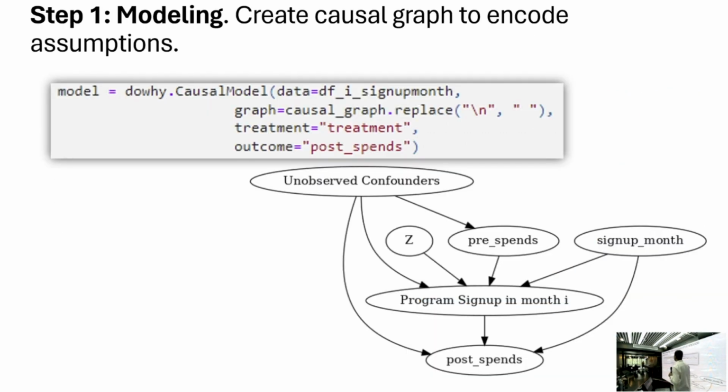So step one would be modeling. Of course, we want to create a causal graph. And we are familiar with this graph already. In the first session, I was talking about how you might think about program sign-up, right? But what you do in the code is that you just define a causal model, which tells DoWhy what data it needs, the graph that you have created, and then what's the treatment, what's the outcome, right? That's the first basic information for setting up the causal model.